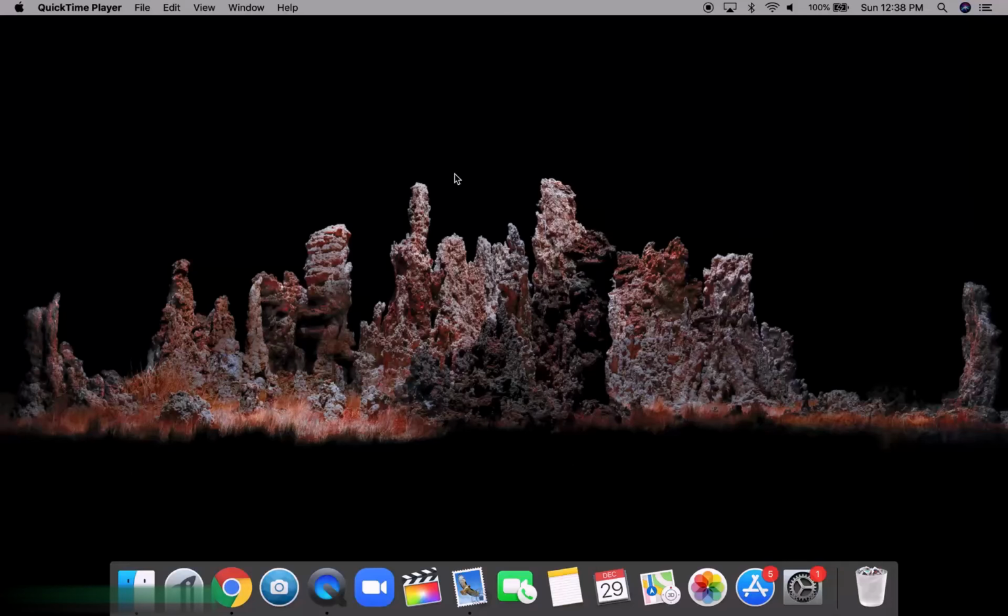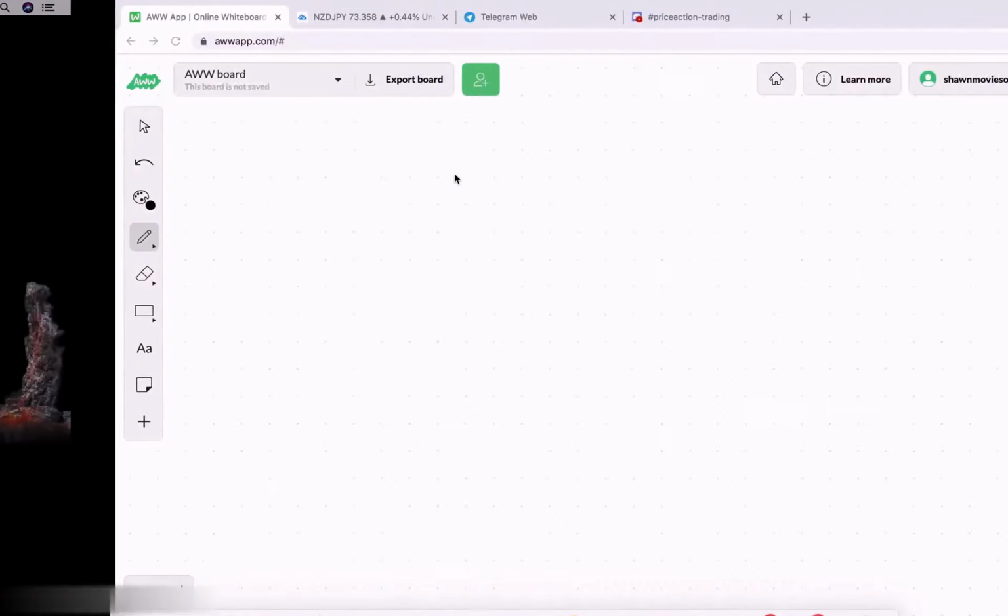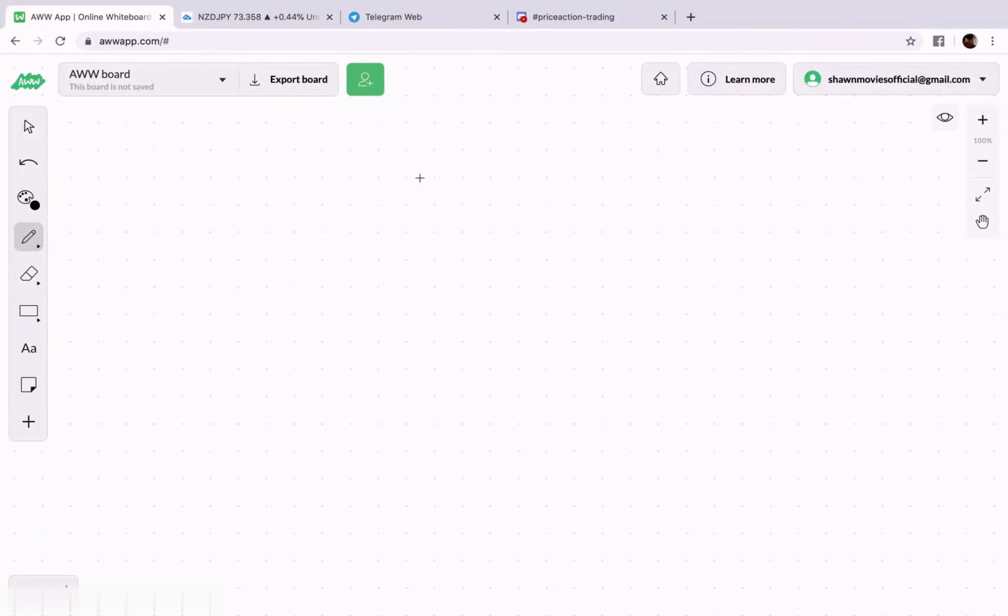Alright guys, so in this video we're going to be going over breaks and retests of horizontal support resistance levels. And as usual, we're just going to look at the conceptual part, the theory portion first, and then I'm going to take you guys to the chart so we can actually see this happen in the actual market.